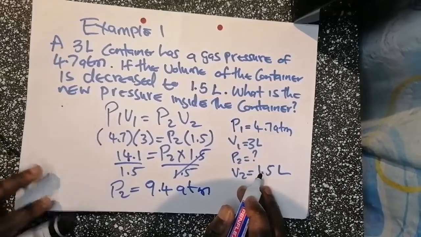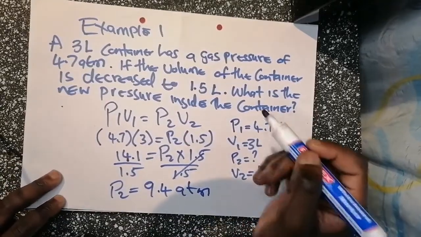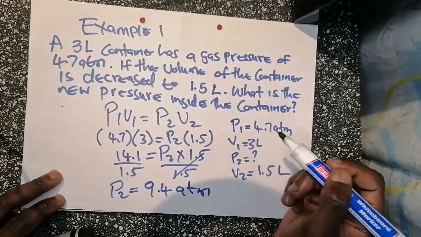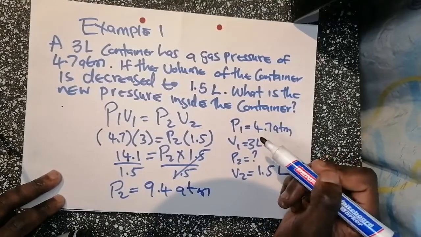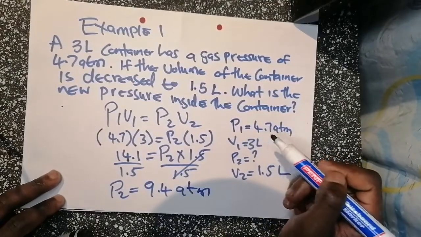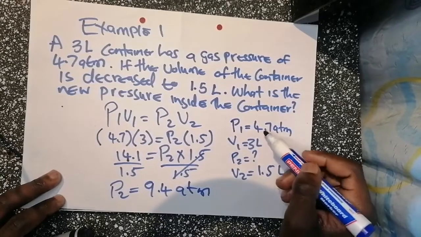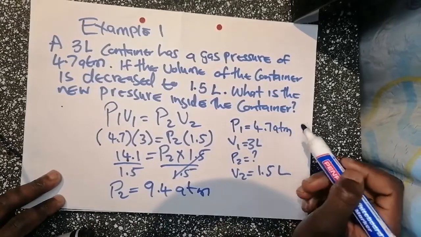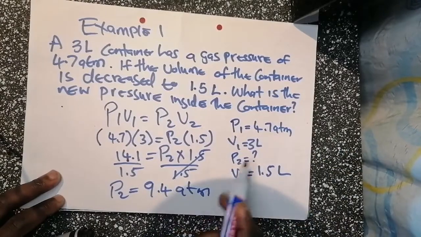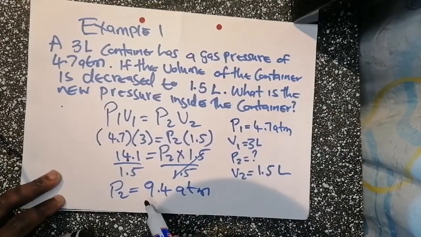Now, let's see if the law still holds. We said the pressure and volume are inversely proportional. If the one increases, the other one decreases. If the one decreases, the other one increases. Now, the volume moved from 3 to 1.5. It decreased. What happened to the pressure? We moved from 4.7 atm to what? 9.4. So, the volume decreased, the pressure increased.